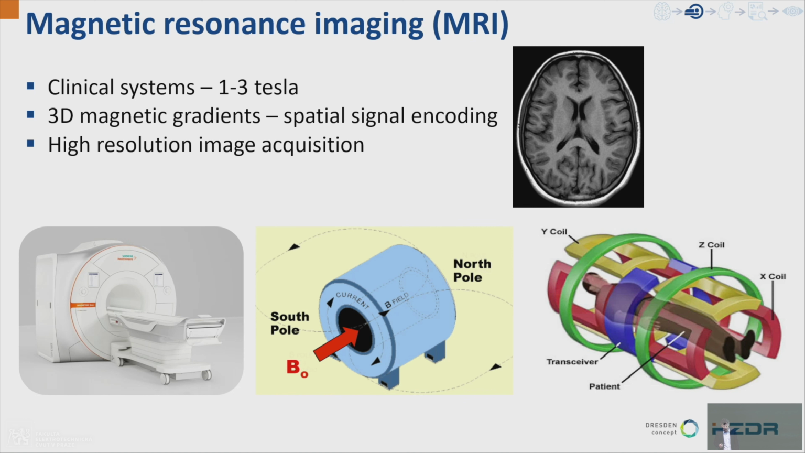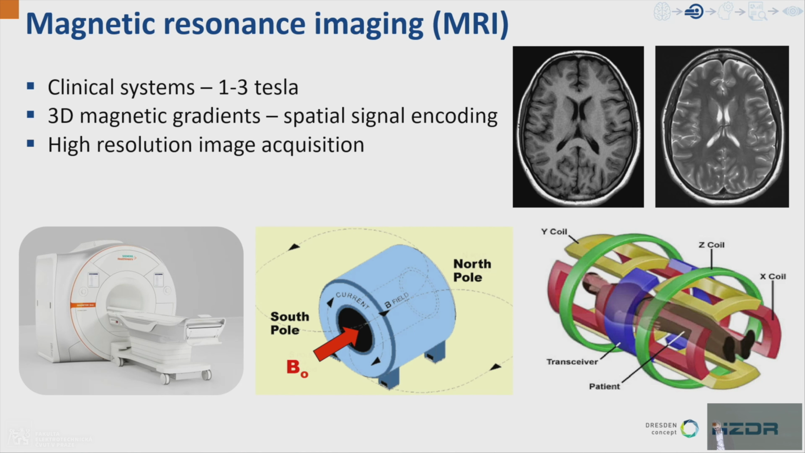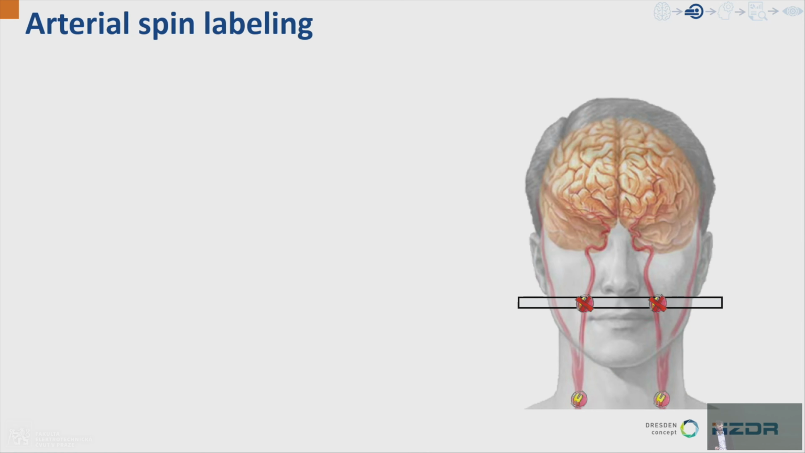And of course, MRI is a very versatile modality, so we can alter the measurement sequence to obtain completely different-looking images. Here is an example of an image that is mostly sensitive to the content of fat, and this one is mostly sensitive to the water content. Now, with this sequence, we can do even more advanced things, and one of them is arterial spin labeling, which allows us to measure perfusion.